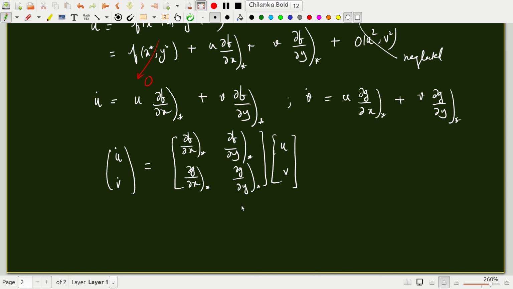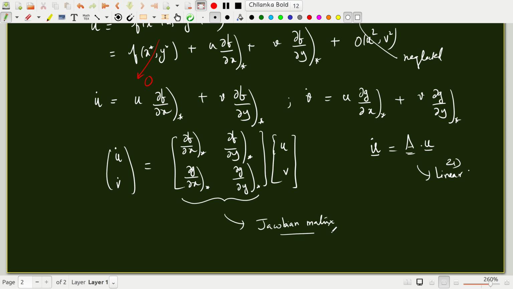Okay, now this is of the form u dot is equal to some A u, which is a linear system in 2D, which is what we discussed in the beginning of this module as well as the earlier module. So this is the general linear 2D format, and this matrix is called the Jacobian matrix. This is the matrix of partial derivatives. It's called the Jacobian matrix.